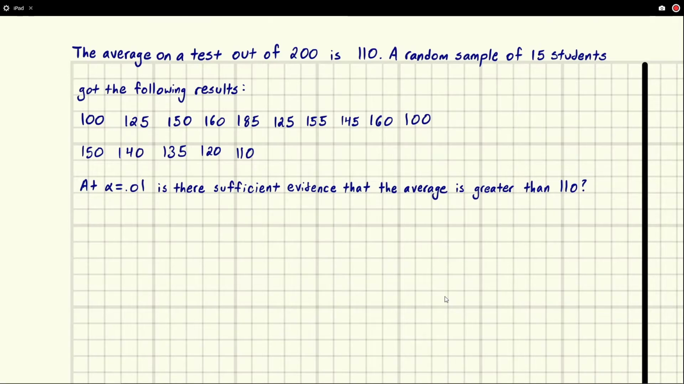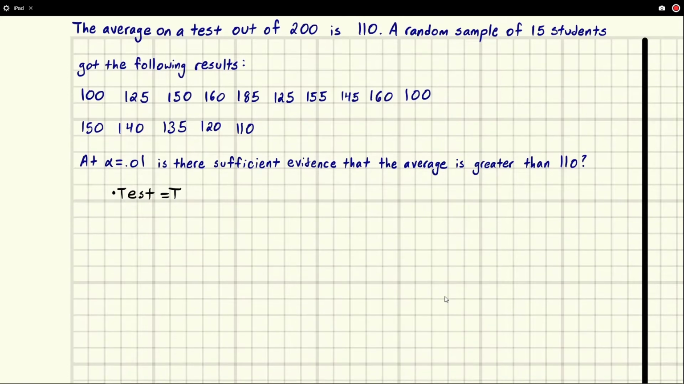All right, so we're given some data here. We are not given the population standard deviation. Because we're not given that, we are going to do a t-test. So that's how we know what kind of test we're going to do. So we know it's going to be a t-test.